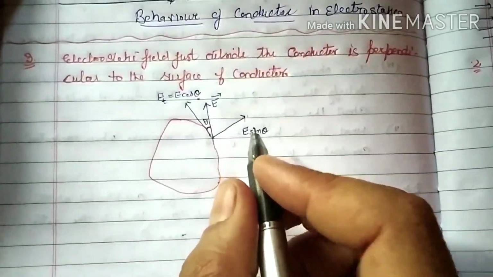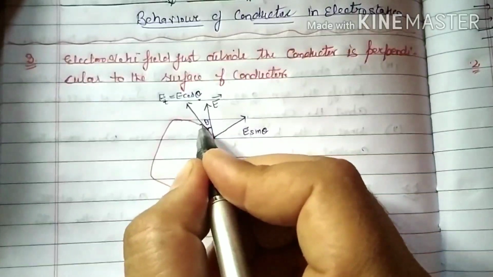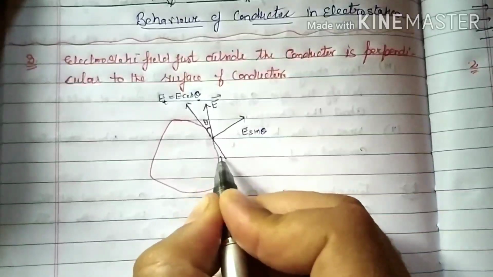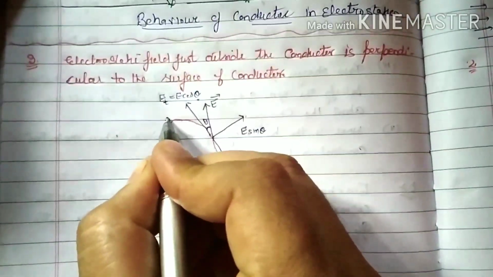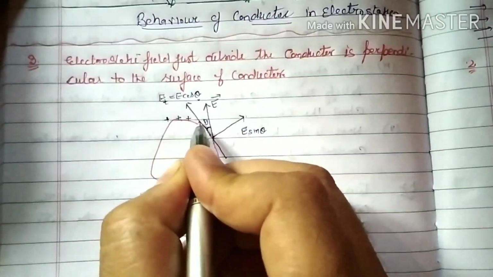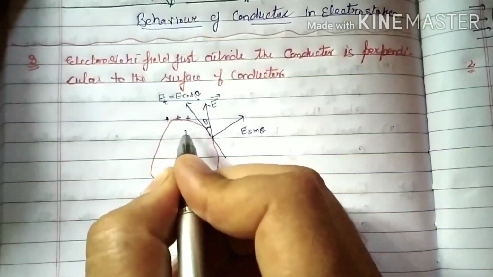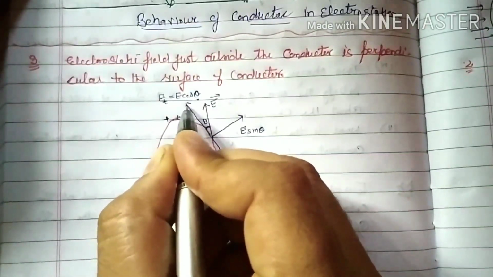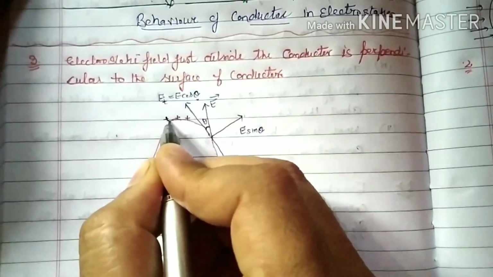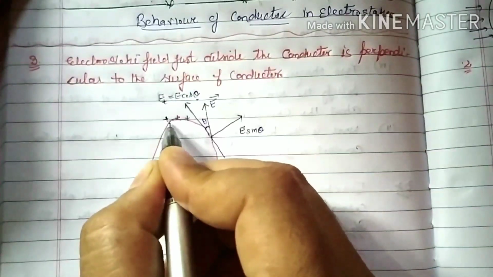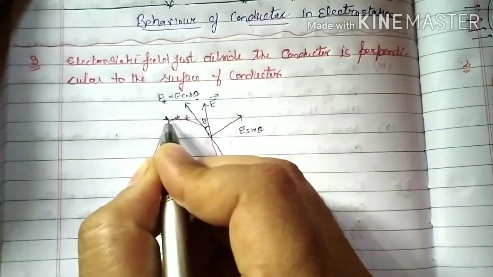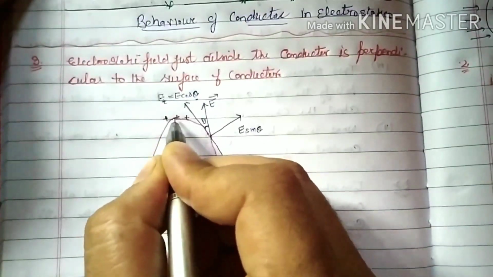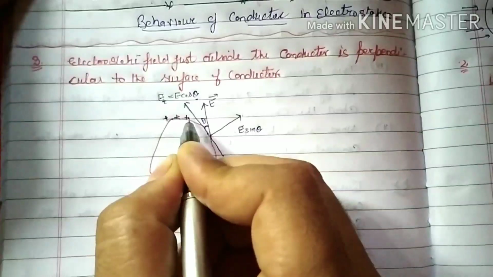Now this tangential component of the electric field, that is along the tangent of the surface, and on the surface of the conductor there is charge. So this component of the electric field will cause the charges to move, because this component will apply a force on these charges, and due to that force these charges would move, and due to the motion of these charges on the surface there is a surface current.